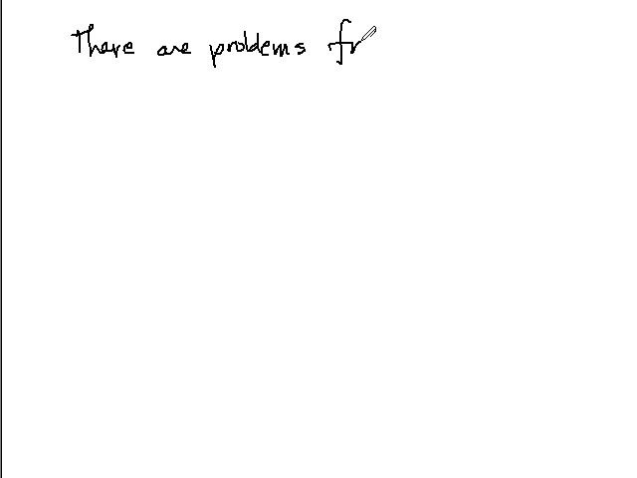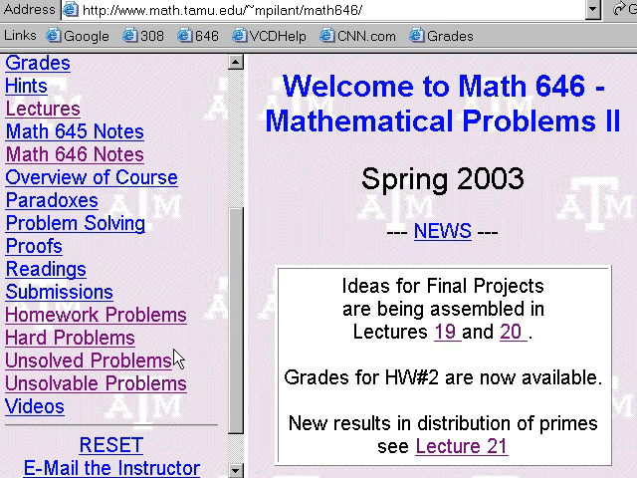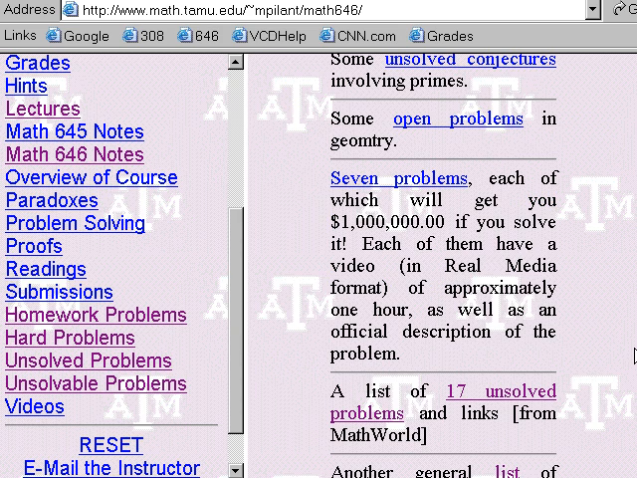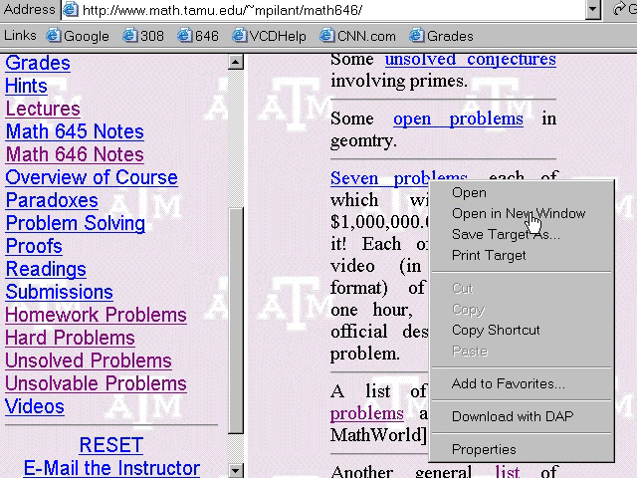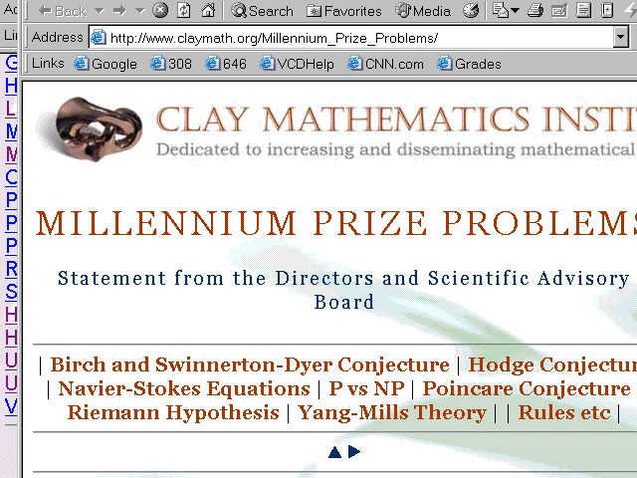So there are problems, let's get a new page here. So there are problems that come from non-pure areas. Applied areas. And these are more or less the problems, for example, when you look at the problems that are the million-dollar problems from the Clay Institute. So we'll do the unsolved problems. These are more or less problems which come from some of the more applied areas of mathematics.